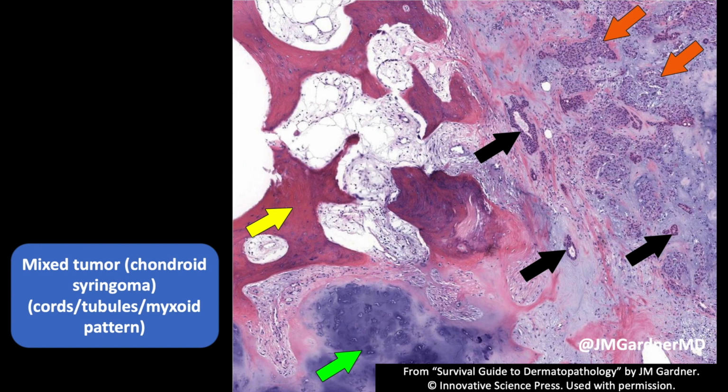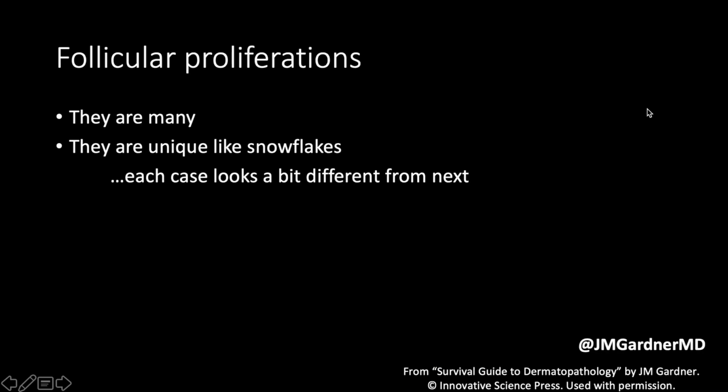And here was one that actually had really beautiful bone formation and real nice, well-developed cartilage. But again, in the background, ducts and tubules and little islands of myoepithelial cells. Now, follicular tumors, there are many. They often have a lot of overlap, and each one looks a little bit different.